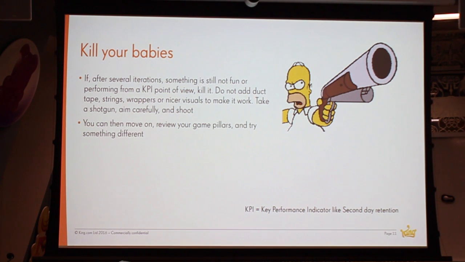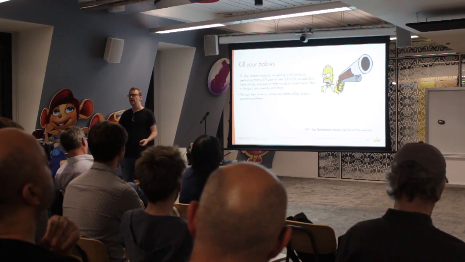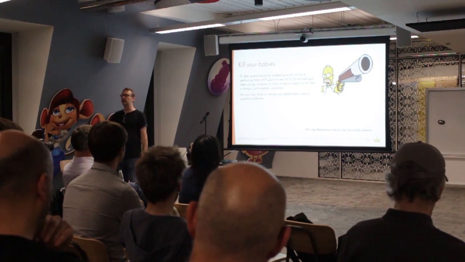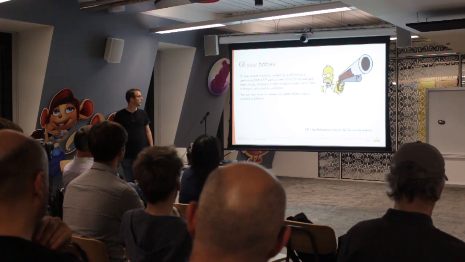Kill your babies. So after several iterations, if something is still not fun or performing from a key performance indicator point of view, do not add duct tape, strings, wrappers. Take a shotgun, aim carefully, shoot the darn thing. In my career I've seen a lot of games just trying to patch things up and, oh, we're going to try this and that and this and that. At some point, take the shotgun, kill it, be brave, fail fast. So that would be really strong.